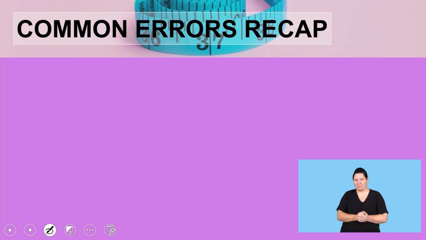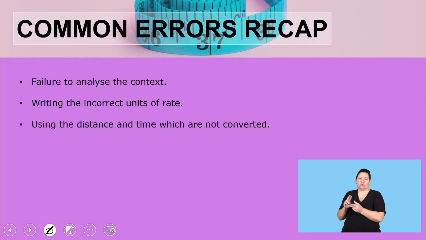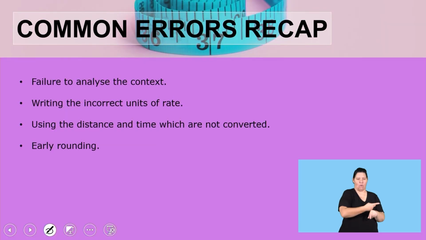Let us look at the common errors. The common errors, number one, is that you fail to analyze the context. Always make sure that you analyze. Number two, you are writing the incorrect units. So make sure that as you calculate, you write all the units because that is very important. Using the distance and time which are not converted. Remember that time should be in hours and distance in kilometers if your answer has to be given in kilometers per hour. And the early rounding as well, it's a challenge. Make sure that you round correctly.